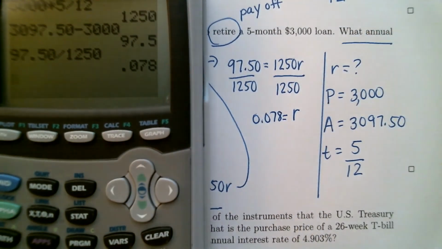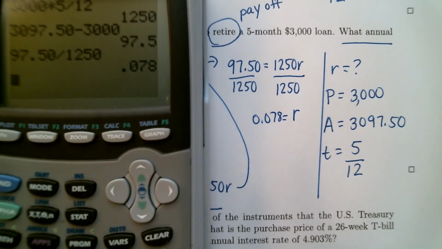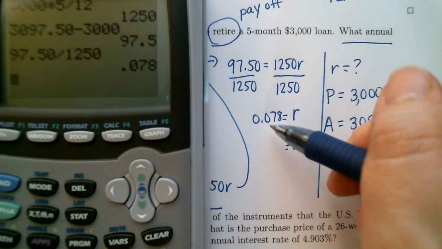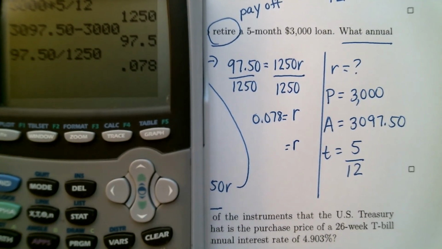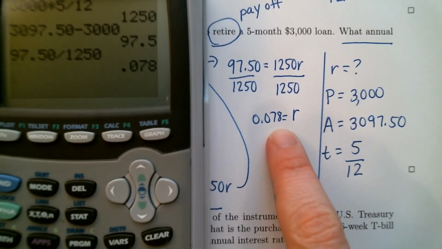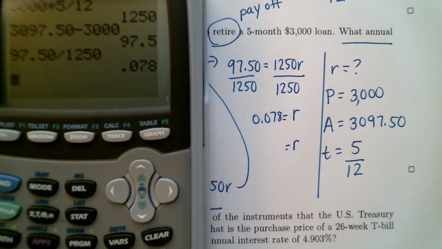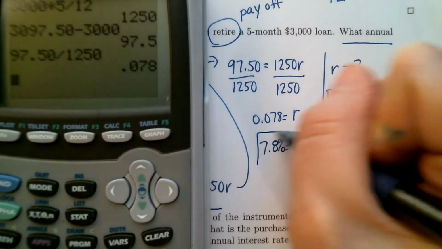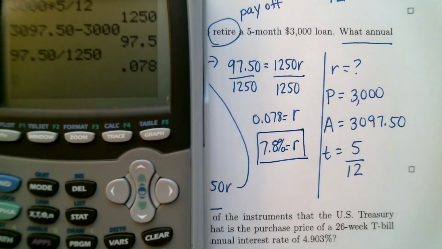0.078. Remember in the directions, it said if you were solving for an interest rate, and that's exactly what we're doing here, you need to state it as a percent. When you work with R in the formula, you input it as a decimal. So when it gets output like this, this is the decimal form. So you need to move the decimal point 2 places to the right and tack on a percent sign. So the answer to this question is 7.8%.